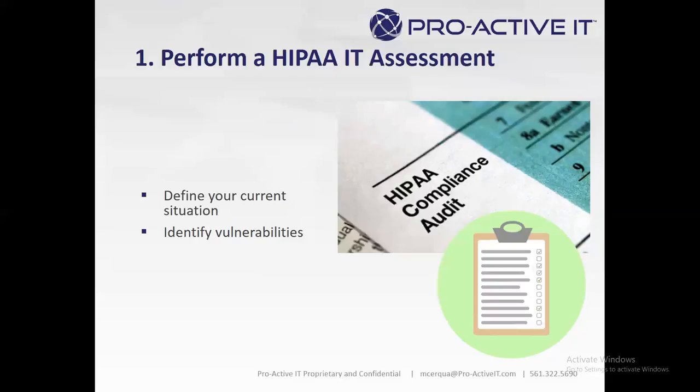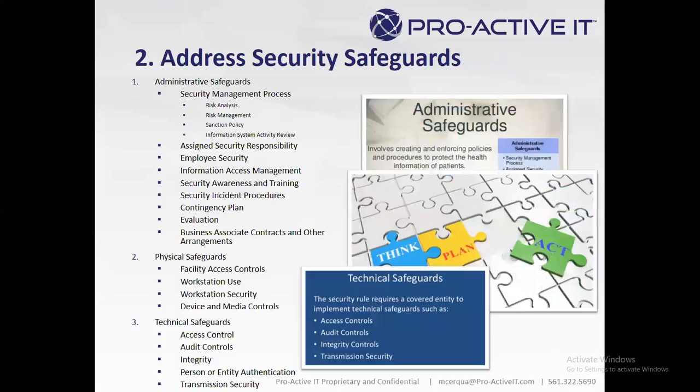And you're provided with a deliverable report. Number 2, addressing security safeguards. The HIPAA security rule includes addressing these security safeguards. It's broken down into administrative, physical, and technical. Now, each of these safeguards will be discussed in more detail throughout the 8-part webinar series, so please stay tuned.